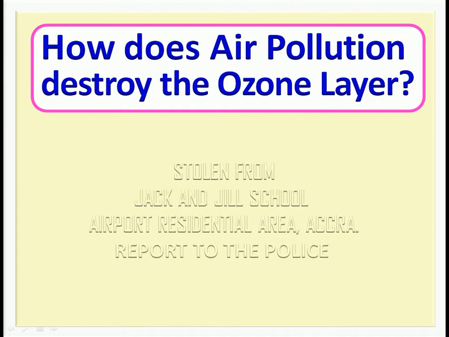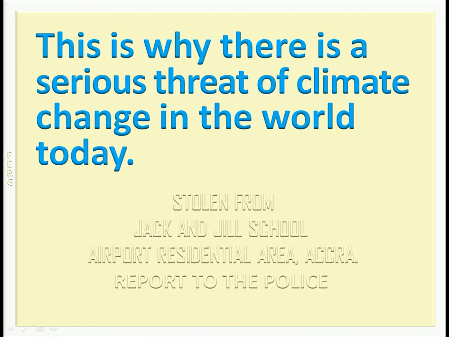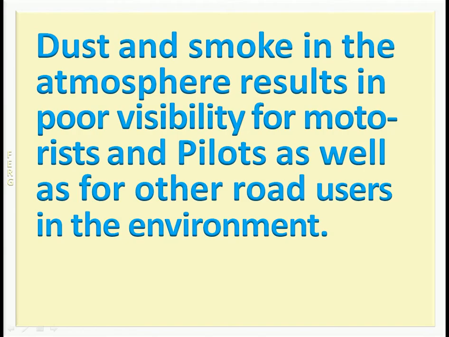How does air pollution destroy the ozone layer? Air pollution leads to the destruction of the ozone layer, by the release of harmful gases into the atmosphere. This is why there is a serious threat of climate change in the world today. How does air pollution affect visibility? Dust and smoke in the atmosphere result in poor visibility for motorists and pilots, as well as for other road users in the environment.